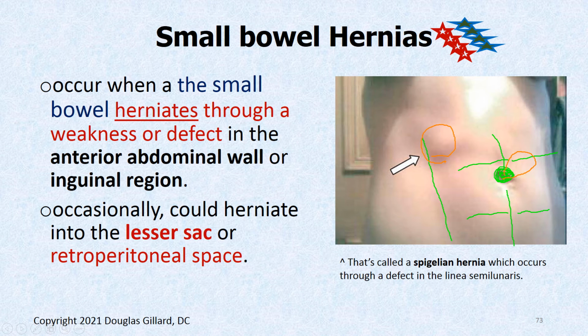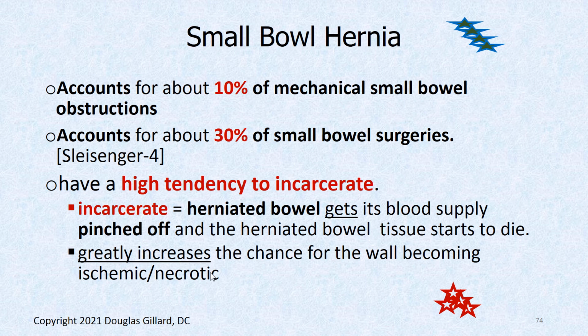through these things. And the small bowel, I mean, it's just like a small bowel obstruction, right? It can get pinched, and you can't get fecal material passing through anymore. You can also get hernias in the lesser sac or the retroperitoneal space. They don't happen as often. We'll take a look at those. These small bowel hernias account for about 10% of mechanical small bowel hernias. They account for about 30% of small bowel surgeries.